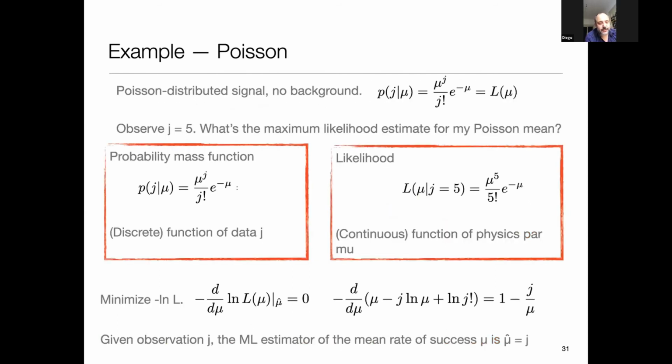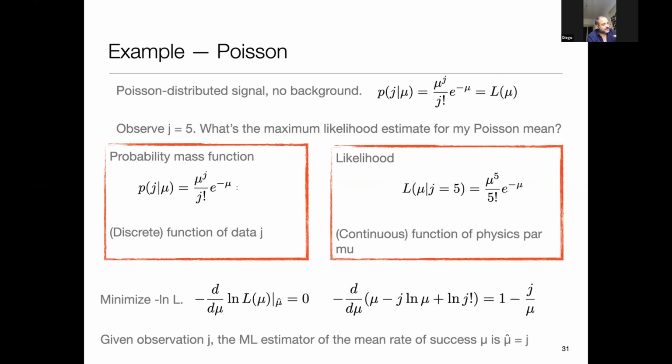Let's look at another simple example, a textbook example, just to fix the difference between a likelihood and a PDF. So suppose that you have a Poisson distributed signal where there is no background, and therefore the PDF is a Poisson where j is the data you observe, so the counts you have in your data, and mu is the rate you want to estimate, okay? So P of j given mu here on the top is the usual Poisson formula, and it can be interpreted as a function of mu only as the likelihood of your problem.